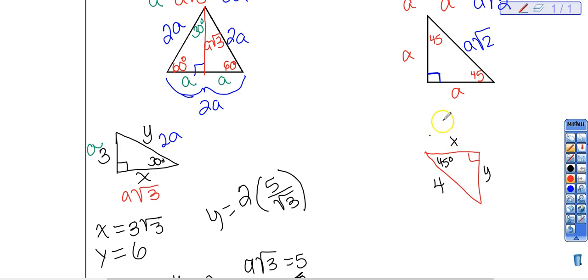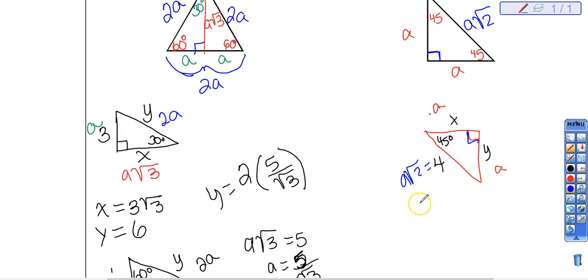So here's what we know. The opposite sides of 45 are A and A. And the opposite of the right angle is A times the square root of 2. And we're going to solve for A, right? So that'll give us the length of side X and side Y. So quickly, how would we do that? Divide by the square root of 2. So A square root of 2 equals 4. So A equals 4 over the square root of 2.